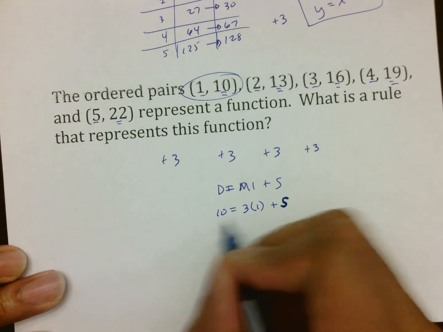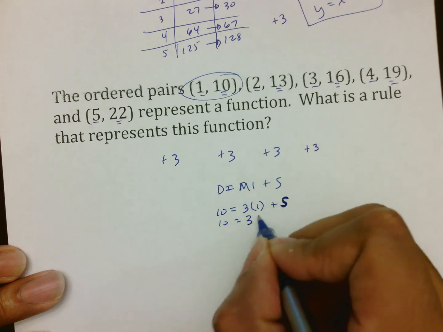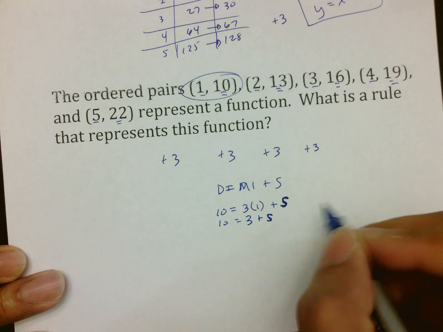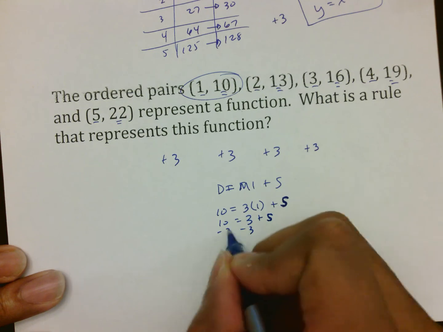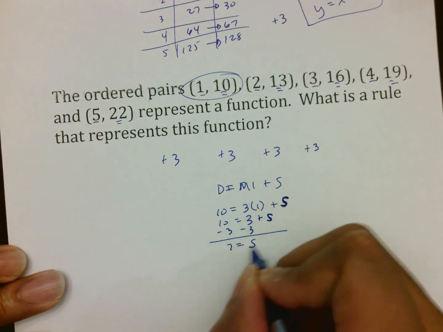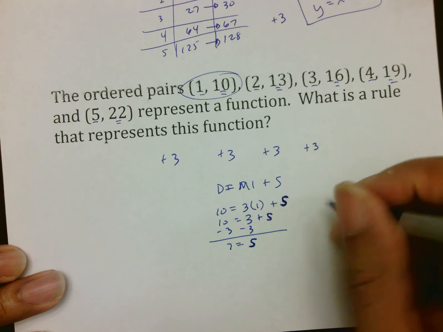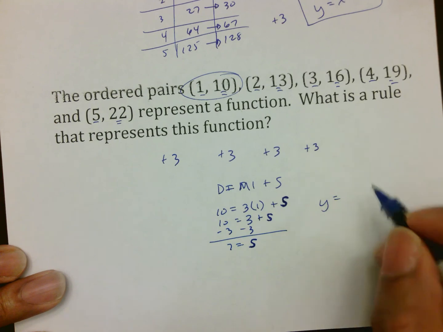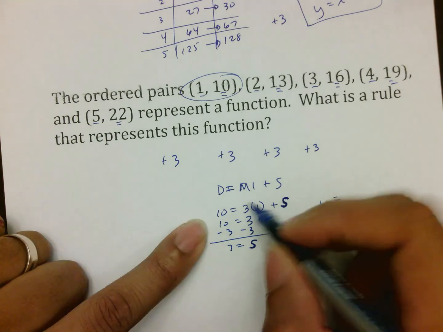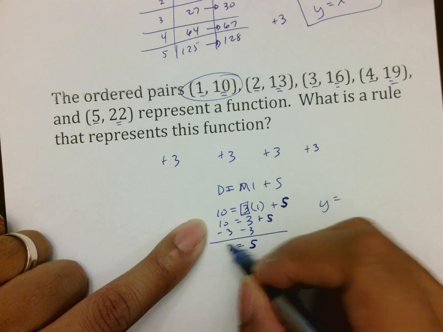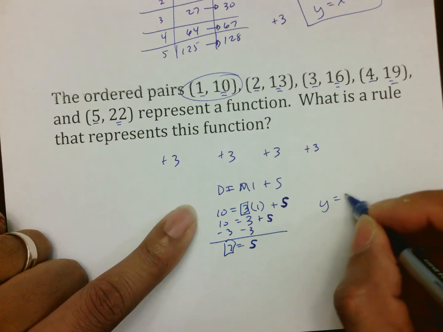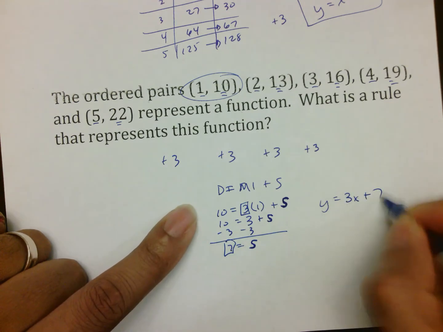And so from there, this turns into 10 equals 3 plus whatever our shift number is. Subtract 3 from both sides, you get 7 for your shift. And our answer is y equals, remember your m goes first, so that is this number here, and that number here comes back, so 3x plus 7.